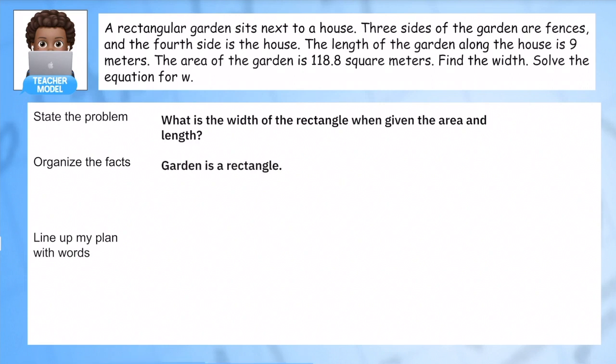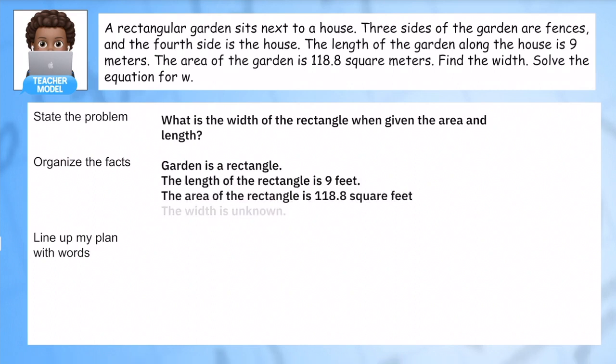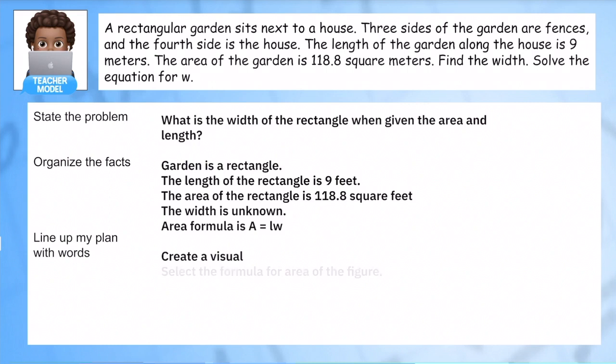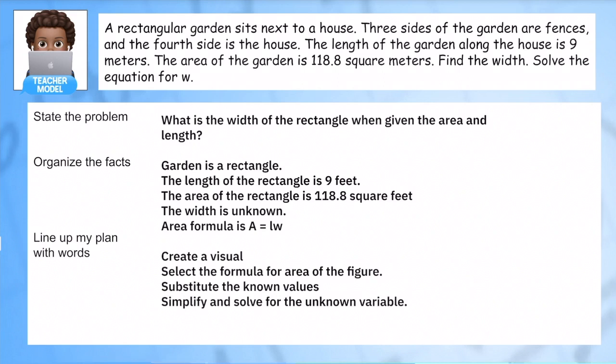But they gave us a lot of facts. We know the garden is a rectangle, so we know its shape. We know the length, and we know the area. The width is the part we don't know, and we know the area formula is length times width. So here's going to be my plan. We're going to create a visual representation, which is just a good practice for any geometry problem. We're going to select the formula, which we already know, given that it's a rectangle, and we're going to substitute those known values into that formula and simplify to find the unknown dimension. In this case, it's going to be the width. So our unknown variable will be the dimension we're trying to figure out. Hit pause so you can jot this down into your notes.